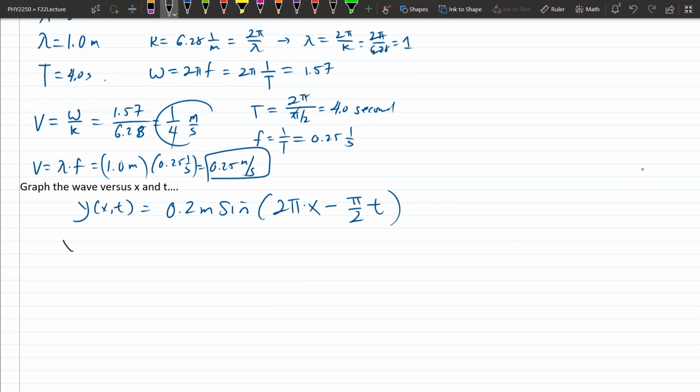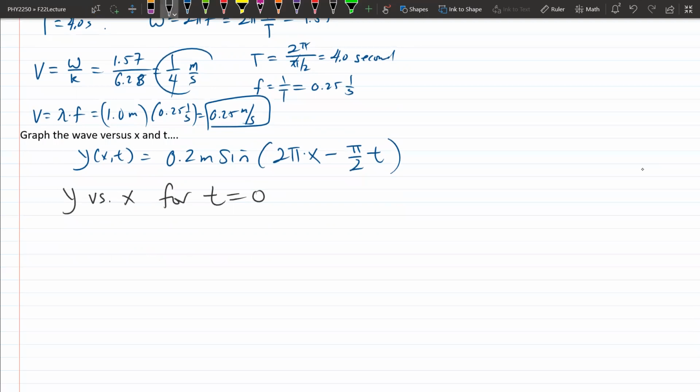I'm going to graph the wave of y versus x for t equal to 0. What that means is, since there are 2 variables in here, I can only graph it versus one of the variables. So I'm going to set one variable to 0 and look at how the rest of the equation looks. In that case, the equation will look like y of x comma t equals 0, which is 0.2 sine of 2 pi times x, but instead of writing t, I'm going to write 0.